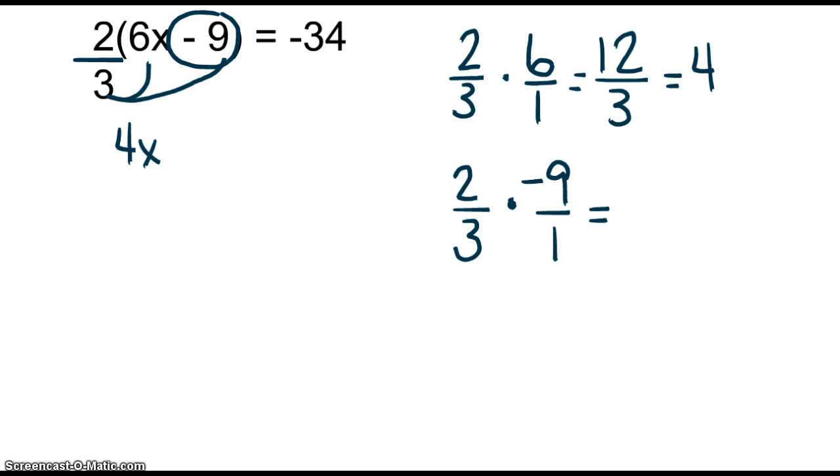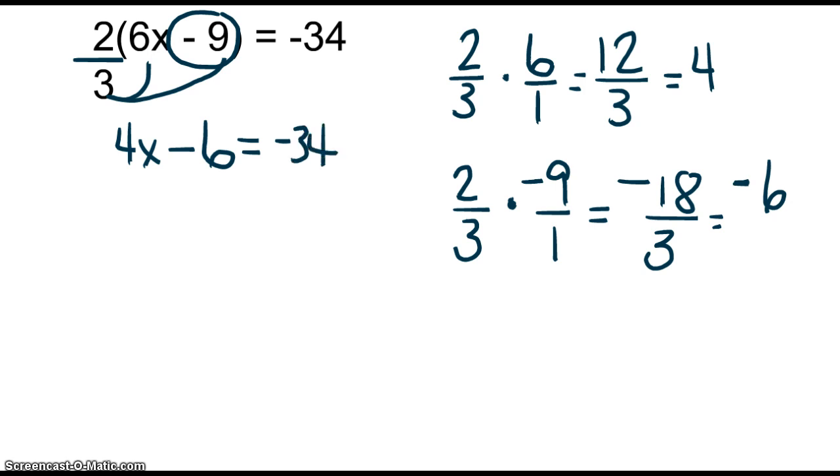I'm going to go ahead and do my sign so I don't forget them. A negative times a positive is a negative. 2 times 9 is 18. 3 times 1 is 3. A negative divided by a positive is a negative. So I'm going to do that first so I don't forget my sign. And then I have 18 divided by 3, which is 6. So 2/3 of negative 9 is negative 6, or in this case, minus 6, which equals negative 34.